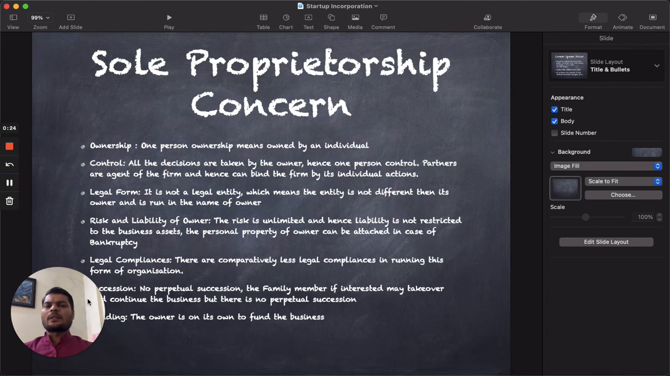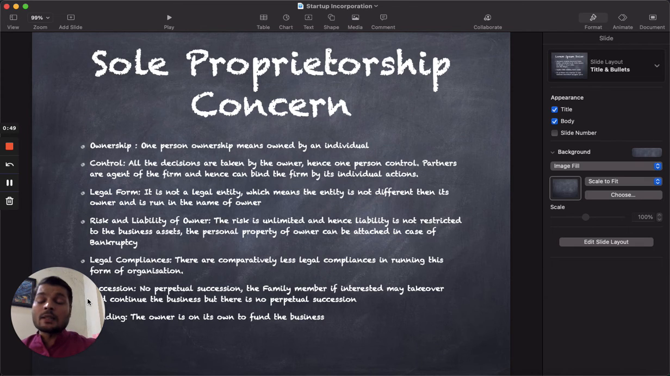Sole proprietorships. Everyone knows that one thing which you can start immediately is a sole proprietorship. It is a hassle-free business startup wherein you do not have to do much. The ownership is with only one person, and the control and decisions are made by only one person, that is you yourself. The legal entity is not different from the owner, so that means the owner is the business.